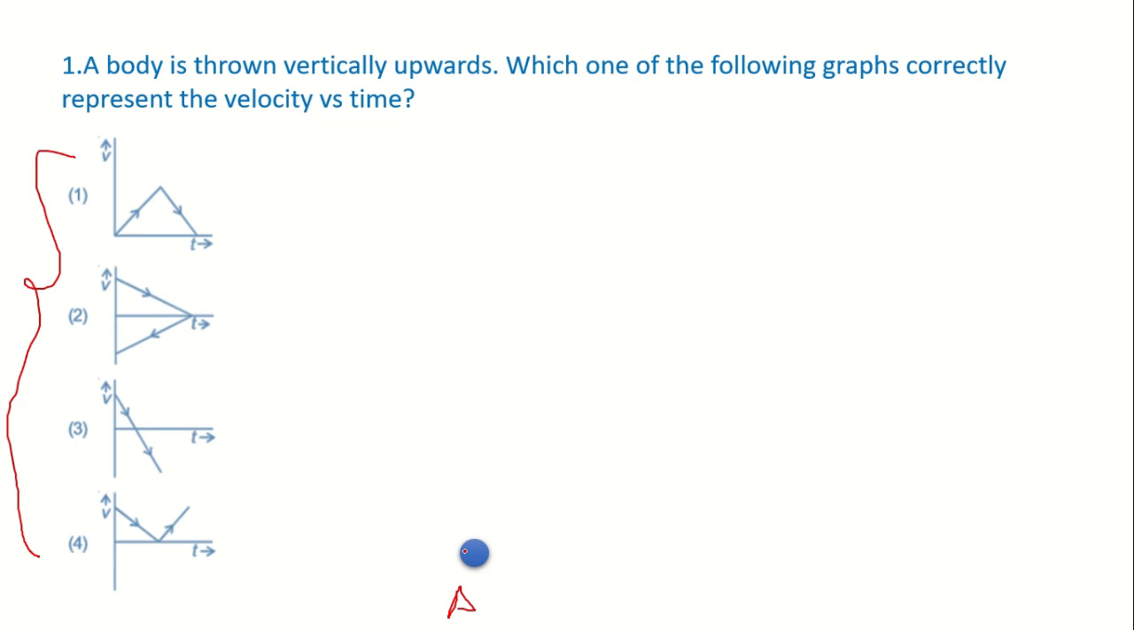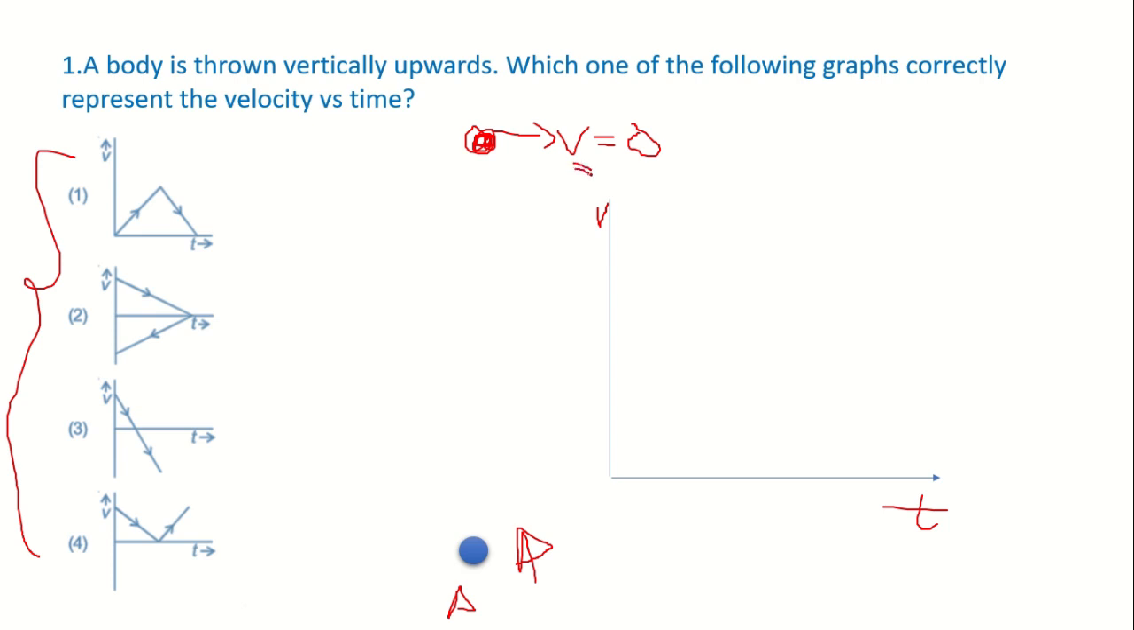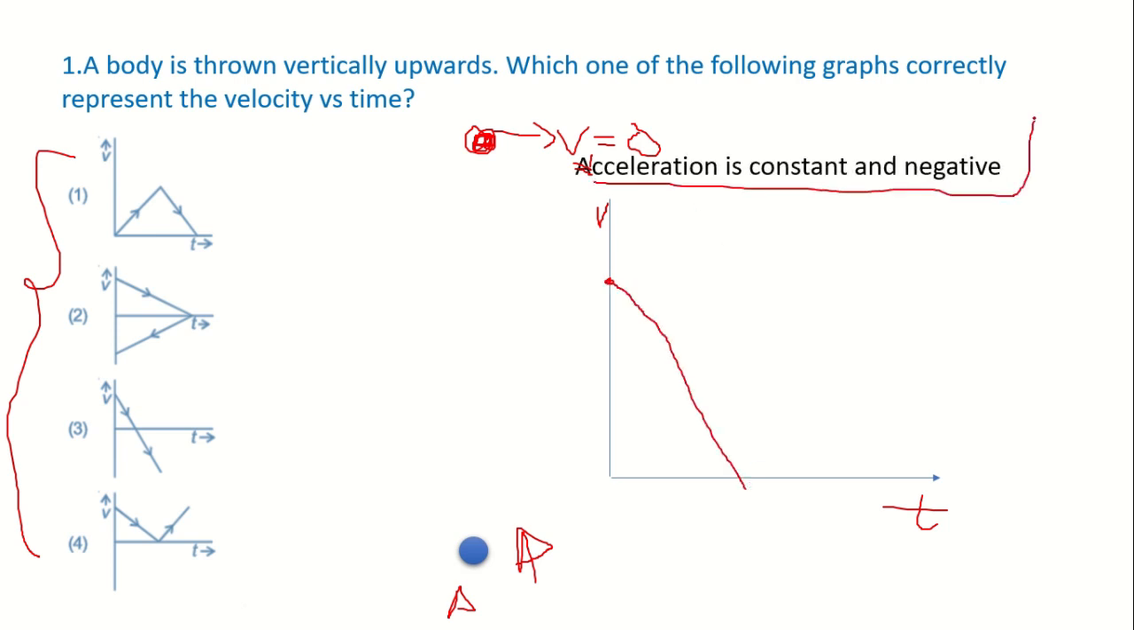Let us consider t on x-axis and velocity on y-axis. When this body is moving upwards, its velocity is decreasing as it reaches the top position because it is moving against the gravitational force. When it reaches the maximum point, its velocity becomes 0. So v is equal to 0 and velocity is decreasing. It starts from this point and velocity decreases like this because acceleration is constant and negative. This point is the highest point reached by this ball.